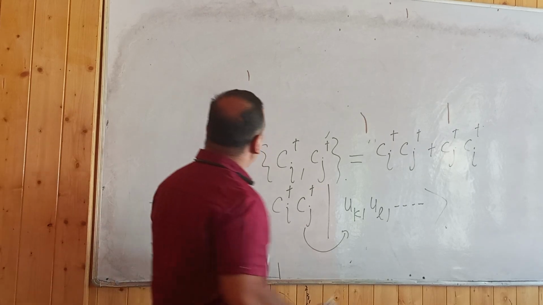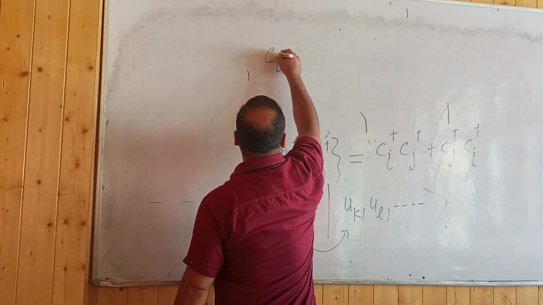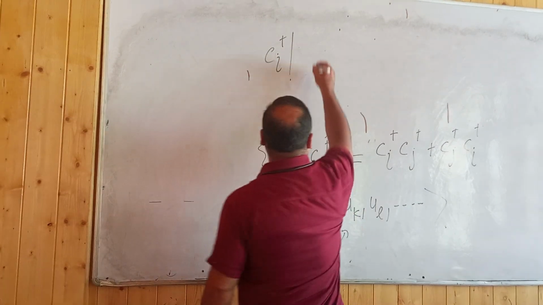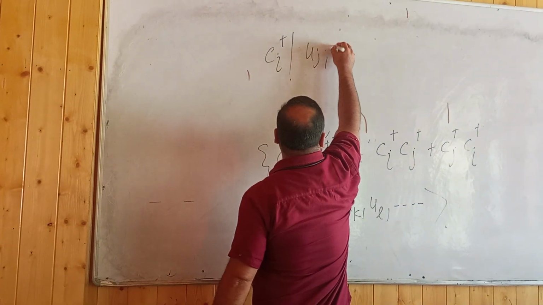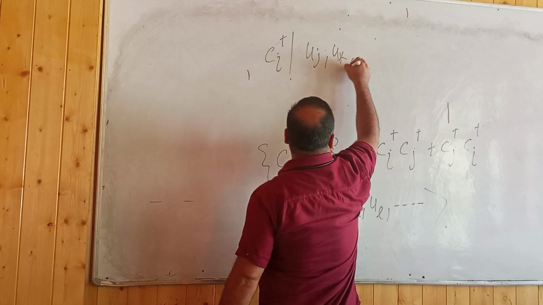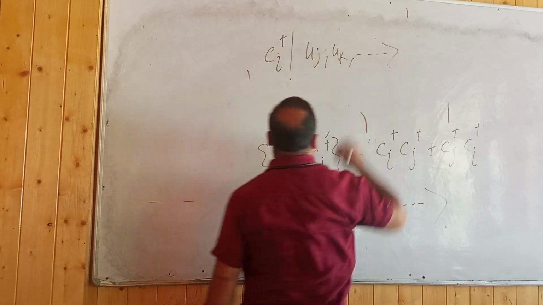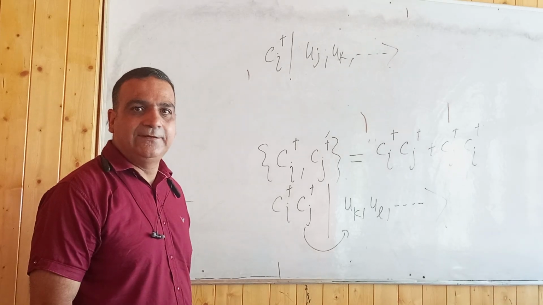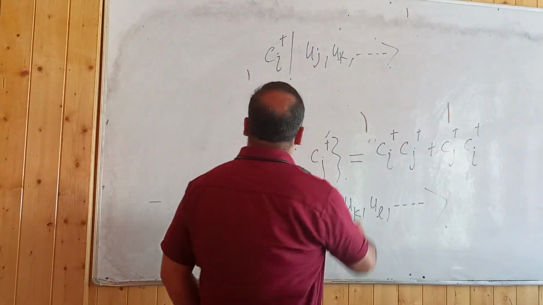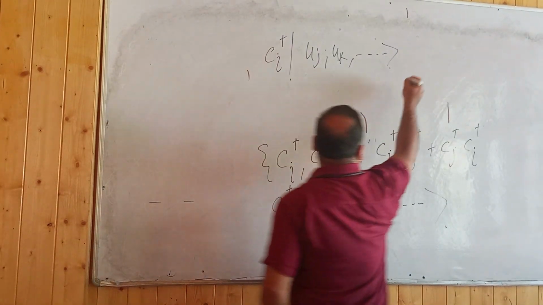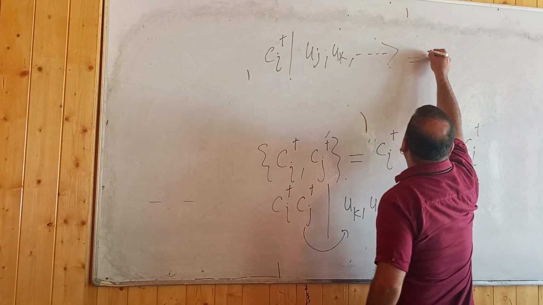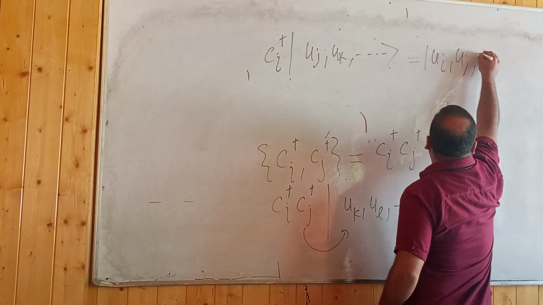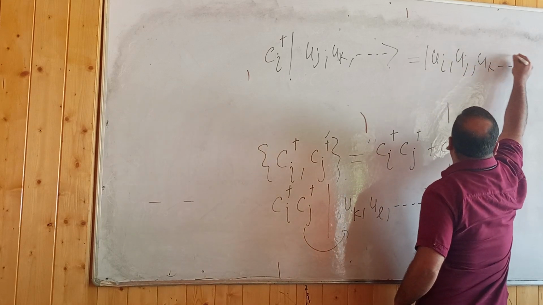Come on. What will happen? You will have Ci dagger there, but Cj will act and it will lead us to what? Uj, Uk, and so on and so forth. Right? Fine? Okay? Now Ci dagger, what will it lead? It will lead it to Ui, Uj, and Uk, and so on and so forth.